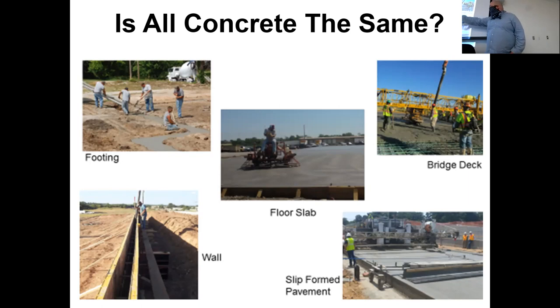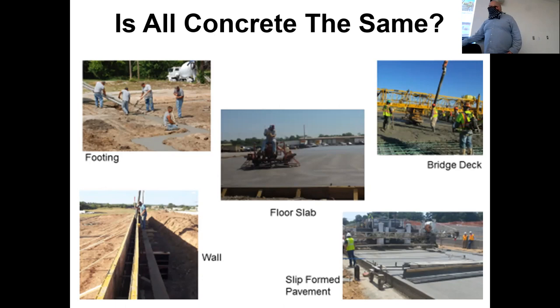Same thing with a wall. You may want something that's closer to a bridge deck or even more flowable so you don't get any segregation. So you may want a 6 to 8 inch slump, something even more flowable. Same thing with pre-stress. When you're making those beams, you want something that you don't even really have to vibrate because it just self-consolidates.